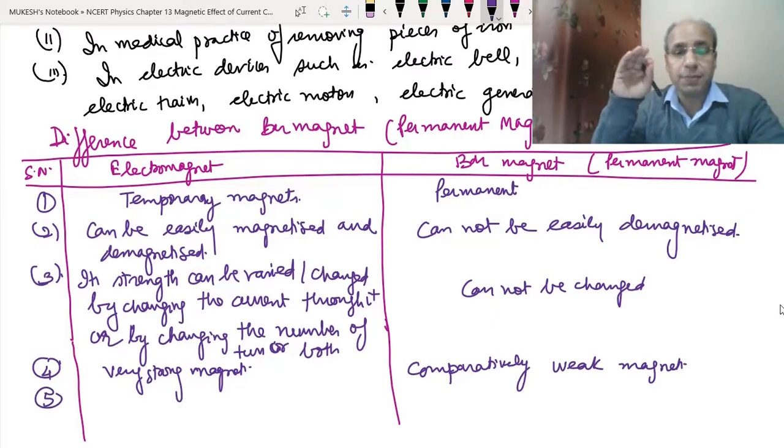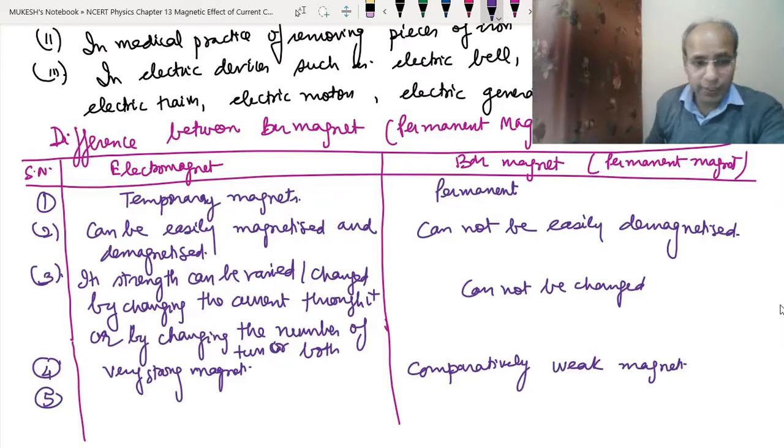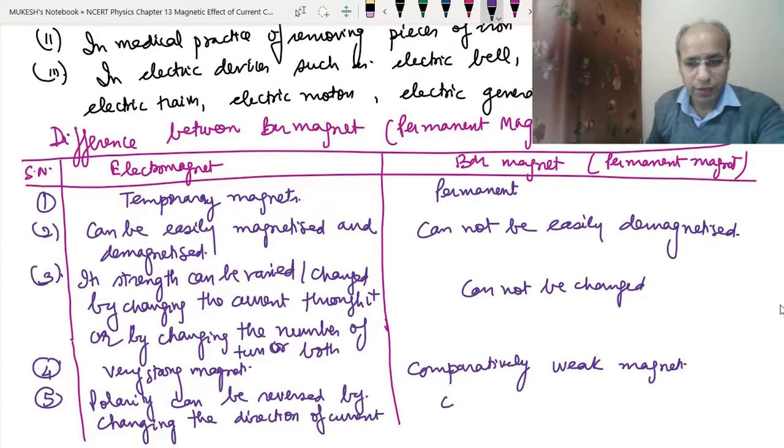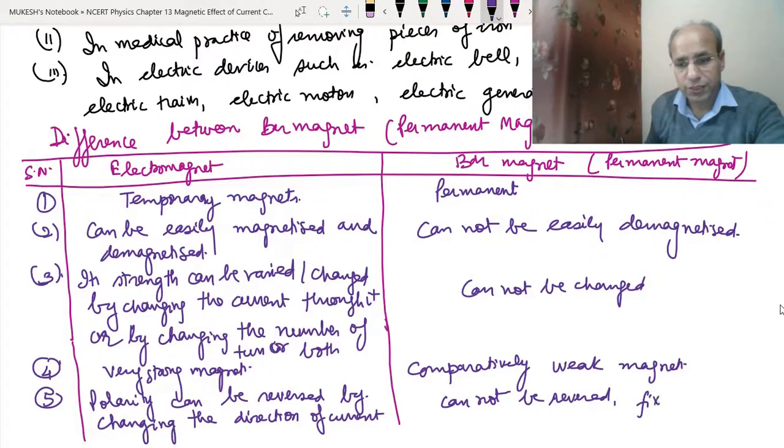Here we can reverse. Suppose we have a magnet at a fixed position and we want to change the polarity. In a bar magnet we cannot change the polarity once it is fixed. We have to just change the position. But in an electromagnet, by just changing the terminals of the battery, we can reverse its polarity. So the polarity can be reversed by changing the direction of current in the coil. Here it cannot be changed. It means fixed polarity is there.